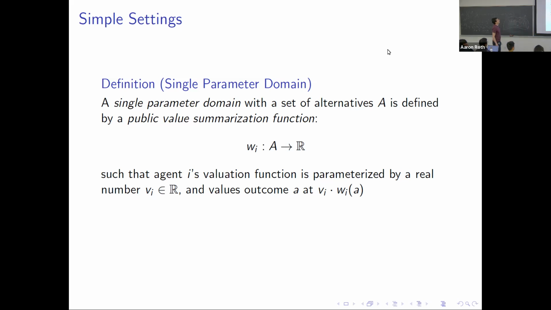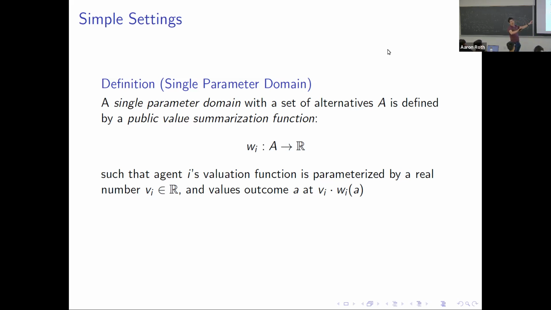Okay, so a single parameter domain generalizes this. We say, okay, look, we've got some set of alternatives A, but what we assume is publicly known is what I'll call, for every agent, a public value summarization function that maps alternatives to real numbers. That's the assumed relative preference over all of the outcomes. Like you prefer winning the item to not. So maybe this public value summarization function maps to 1 in the outcome in which you win the auction and maps to 0 for any other outcome.